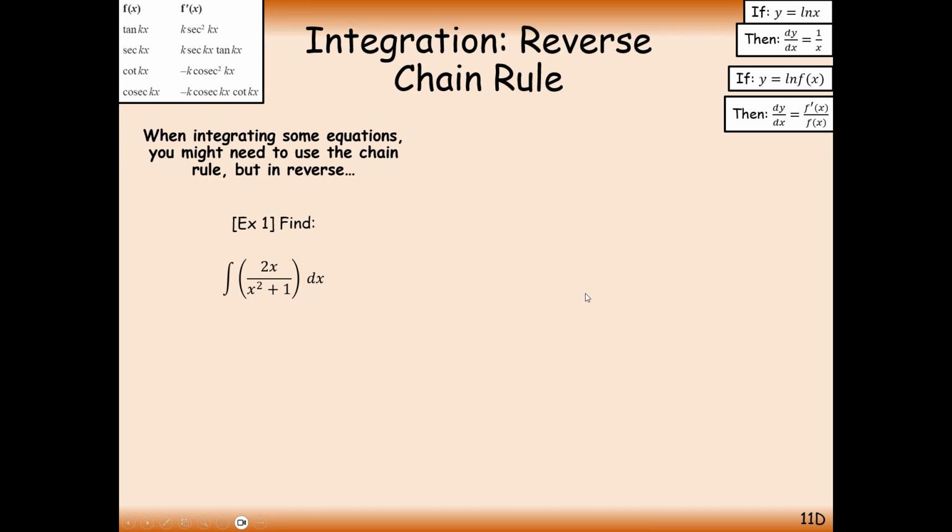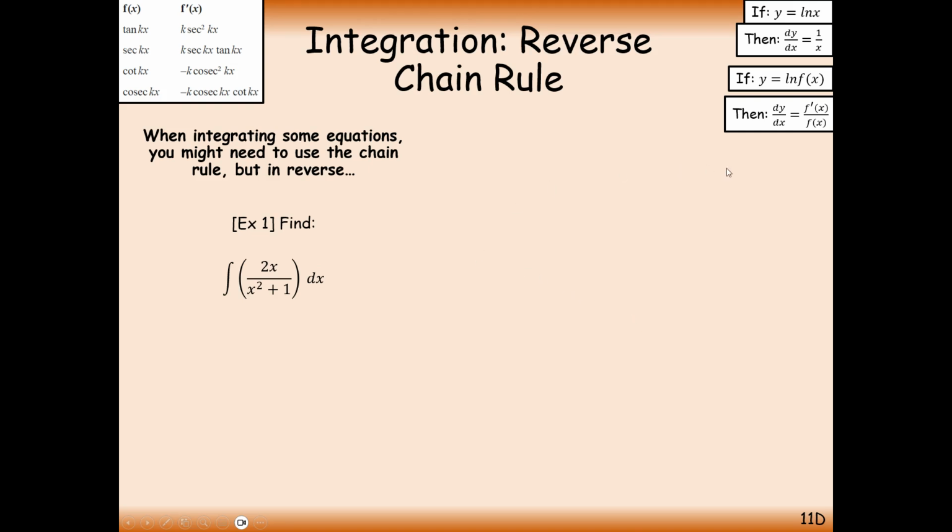First example, we have under the integral 2x over x squared plus 1. What do you notice about the numerator and the denominator? How are they related to each other? If you have a lucky guess, you might think that 2x is actually the derivative of x squared, and the derivative of 1 is simply 0.